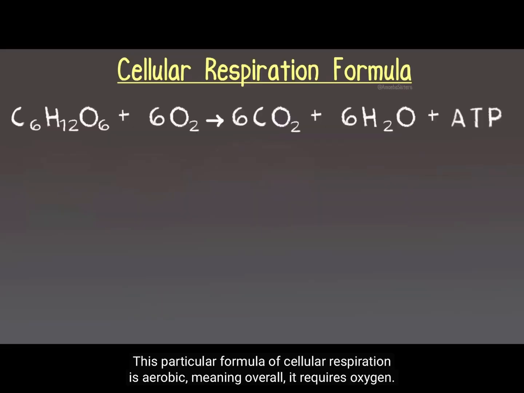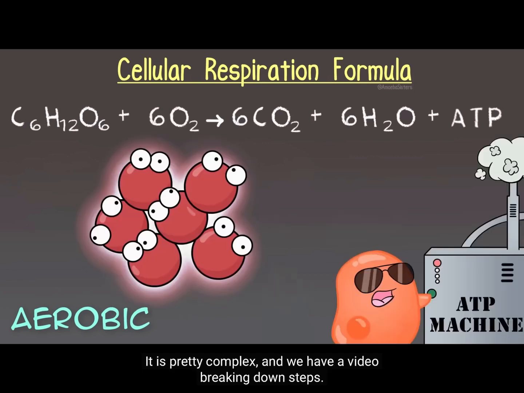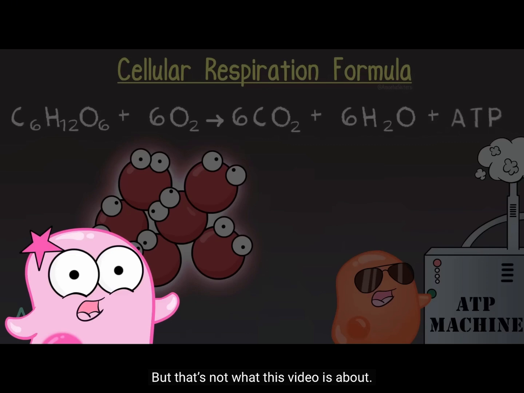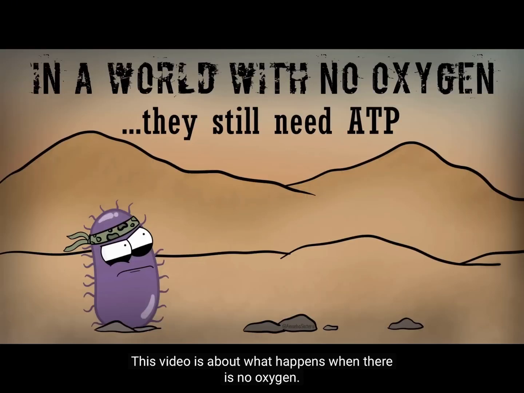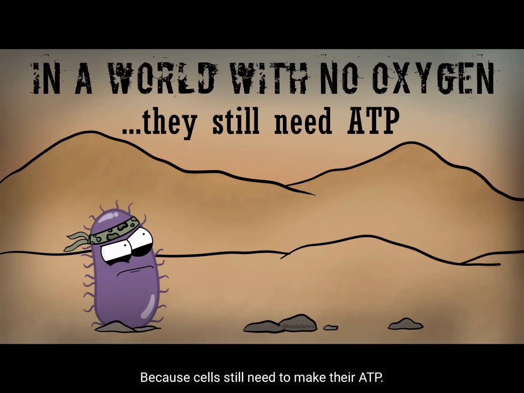This particular formula of cellular respiration is aerobic, meaning overall it requires oxygen. It's pretty complex, and we have a video breaking down the steps. But that's not what this video is about. This video is about what happens when there is no oxygen, because cells still need to make their ATP.